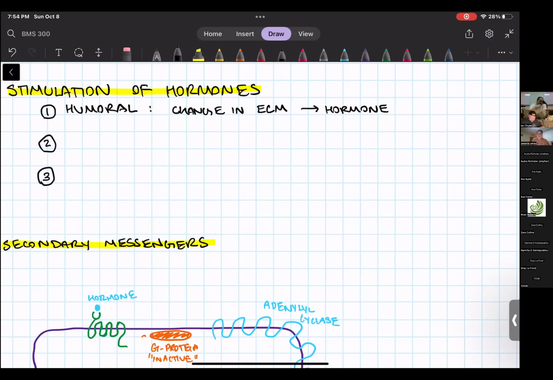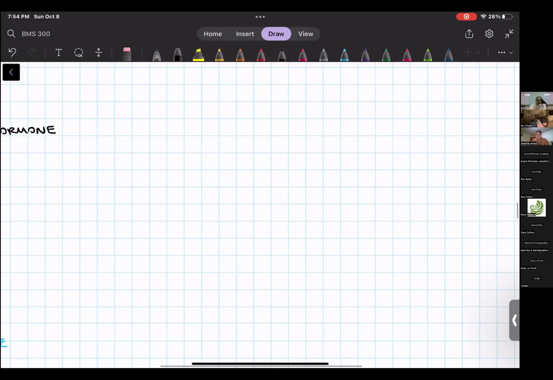So for humoral, it's all about extracellular changes. So instead of it being a hormone talking to a hormone, I like to use this example of aldosterone, which is one you've talked about.